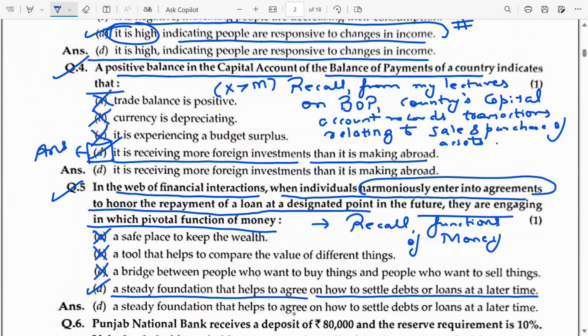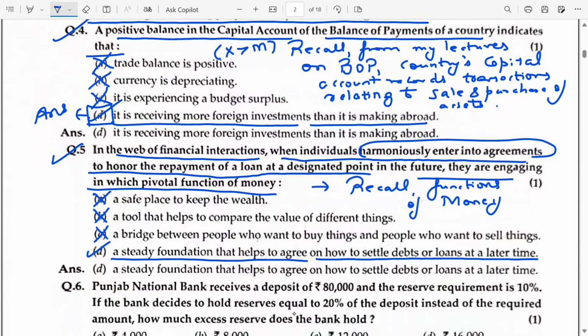So I stop in this particular lecture. It was a short lecture. We have discussed the first 5 objective type questions from section A, macroeconomics. In the next lecture, I'm going to start from the discussion of question 6 onwards. So I stop in this lecture.